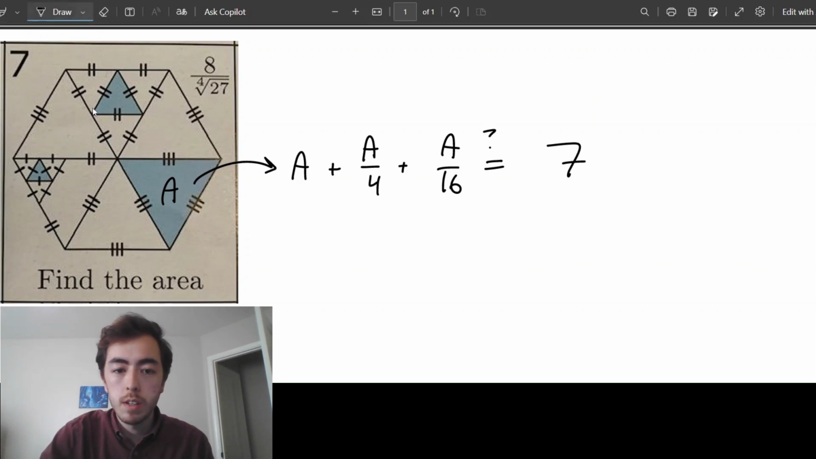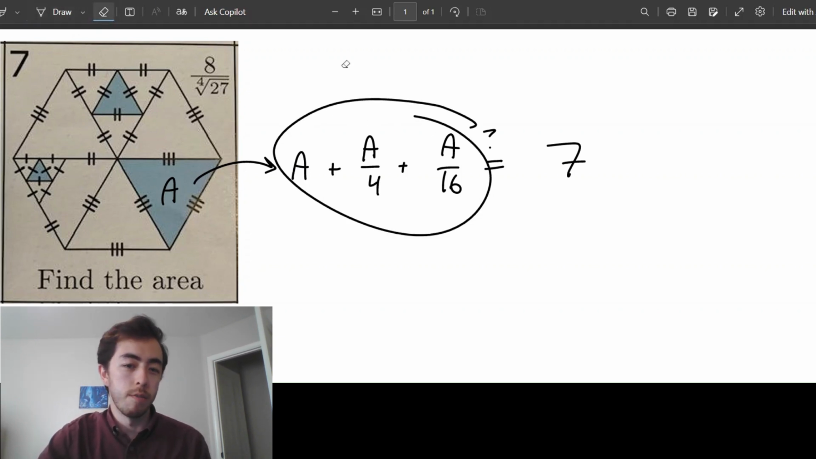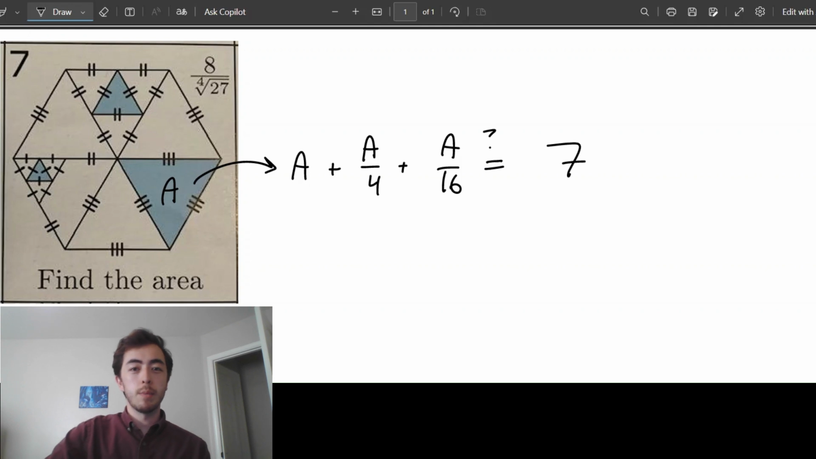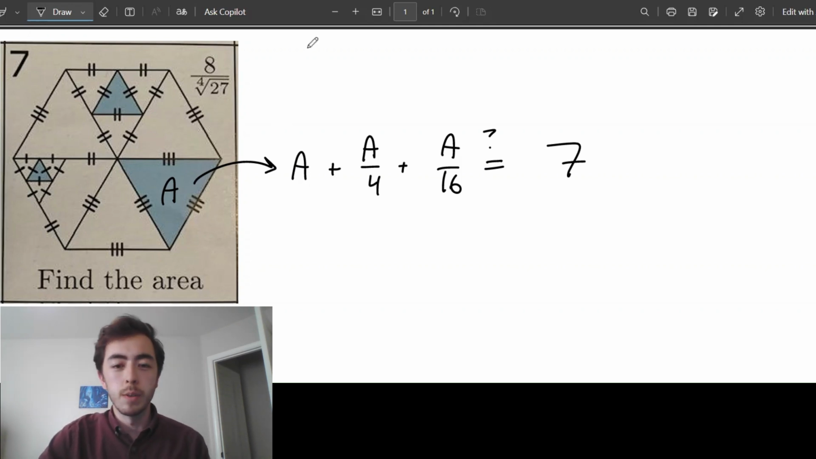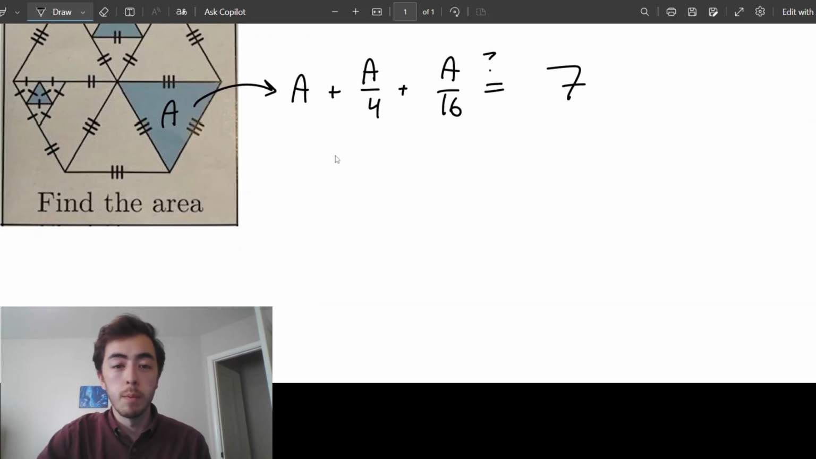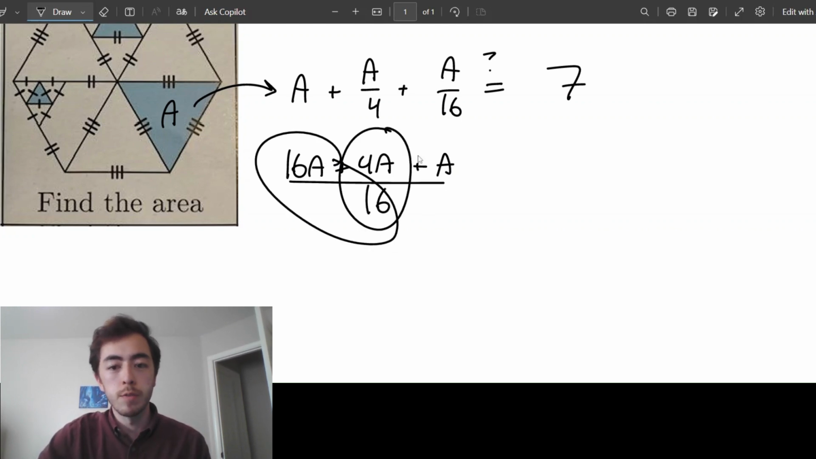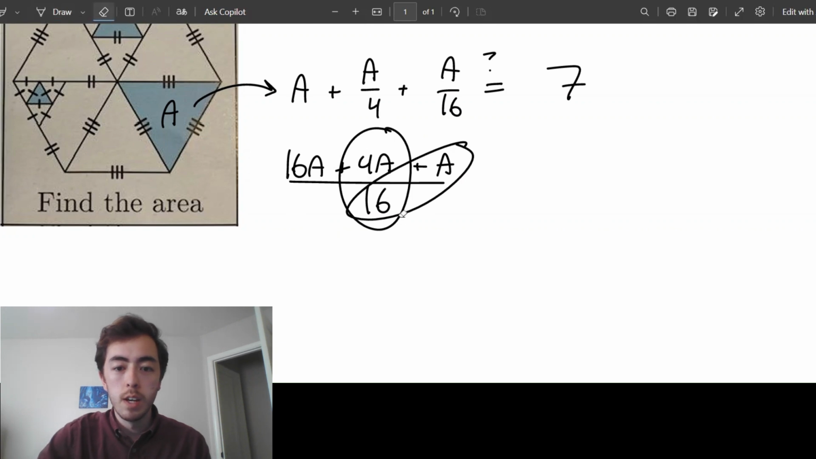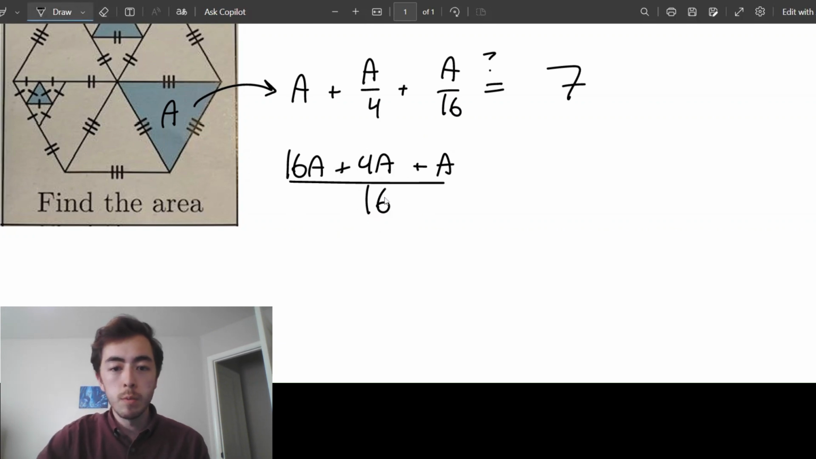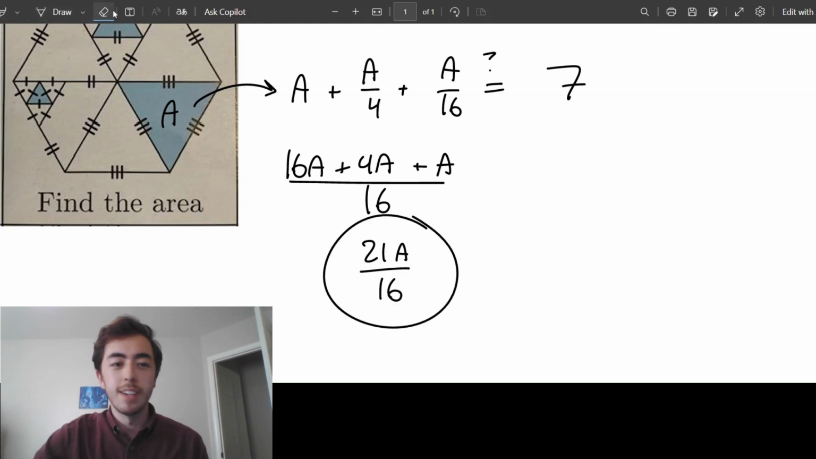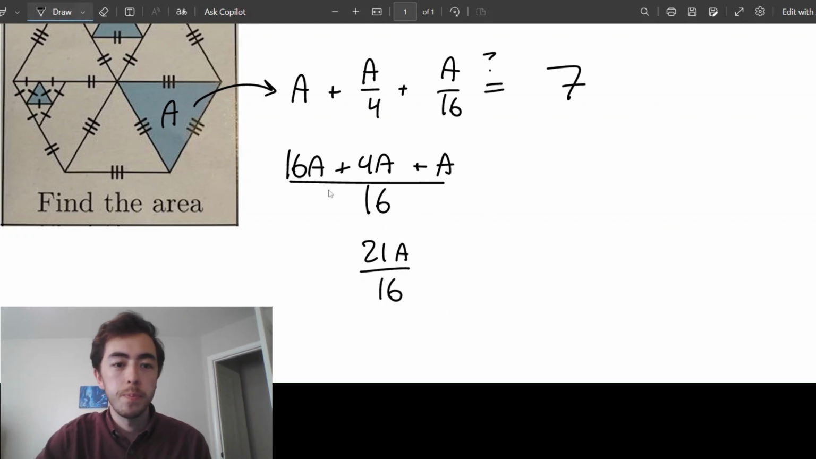Maybe I'm debating if I want to combine the fractions and get one expression with A. Why not? Let's do it. We could find a common denominator. We'll do 16A plus 4A plus A over 16. Here is my A, this is A over 4, and then here's A over 16. We can add up all of those A's in the numerator. We get 21A over 16, and I'm hoping that this is equal to 7 today.